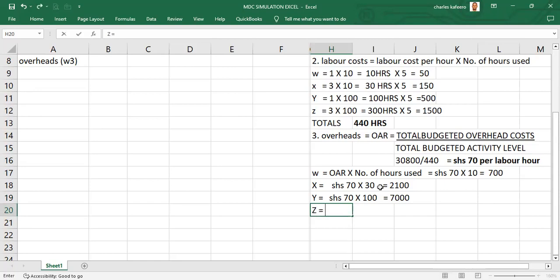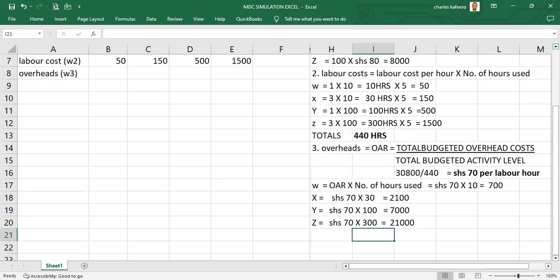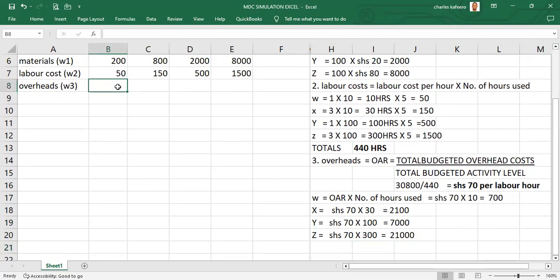So we go to product Z, and product Z will be shillings 70 multiplied by the number of hours, which were 300 hours. So those 300 hours are going to give us a cost of 21,000. These are the figures that we are going to be taking to our cost sheet. This is also called a cost sheet because it shows all the costs that are incurred.